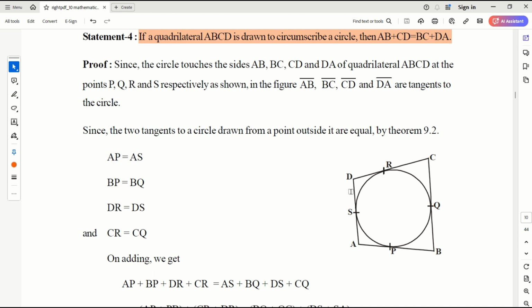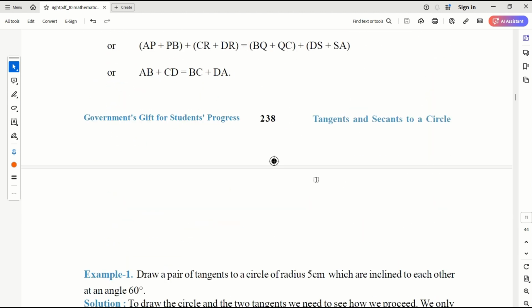DR and DS are equal because these are the tangents drawn from point D to the circle. Similarly, CR and CQ are the same because these are the tangents drawn from C. BQ equals BP, AP equals AS. Now, if you sum them up, AP plus BP, and DR plus RC equal to these two on this side. So they all will be equal because we have all equal sides. These are two pairs of equal lines we have actually. With that we can very easily prove it.